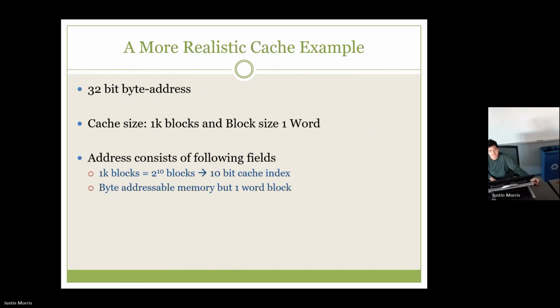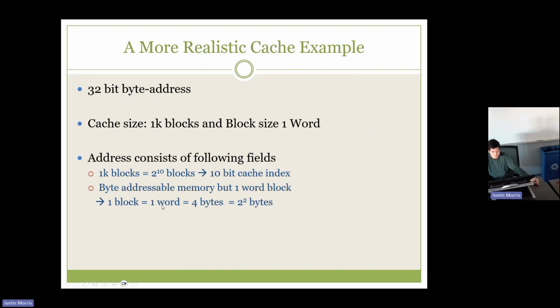And someone else. How many bytes in a word? 4, right? So how many bits do we need to represent 4 different combinations? Yes. So offset bits are 2. Right?